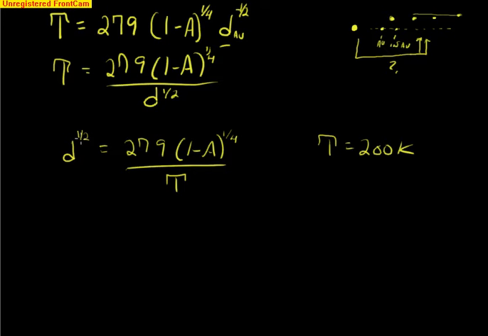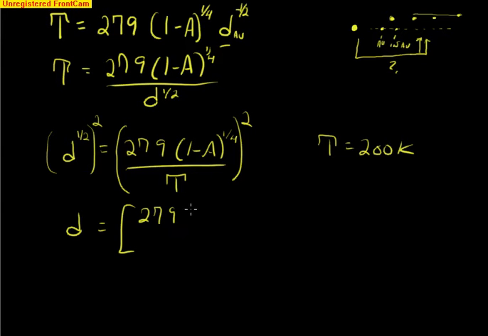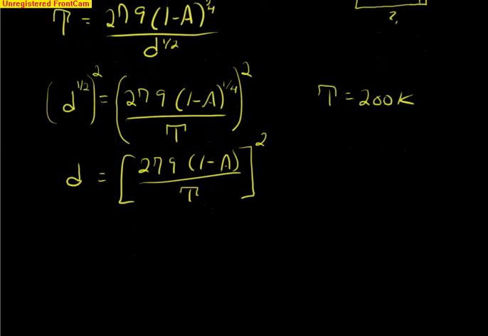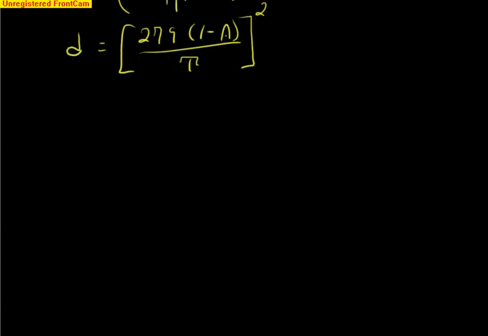Okay, in order to get this into units of D, we multiply by 2, or raise each side by 2. That gives us our distance is equal to 279, 1 minus the albedo over the temperature squared. So this is going to give us our distance at which ice can remain ice instead of liquid water in astronomical units.